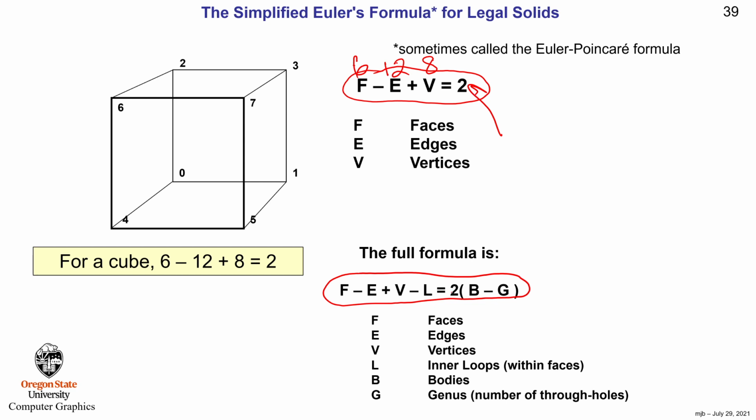But L is loops, so if you have just a loop of points in a surface, you get an L. B is the number of bodies, so if I have 2 cubes here, the number of bodies will be 2. Genus is the number of holes. See, this is just a loop, but if I put a loop on the other side and connect them through, then that's now a through hole, a G. But anyway, it's a useful formula because you can pretty much tell right away if something's a legal solid by checking whether these numbers actually add up to what they're supposed to add up to.